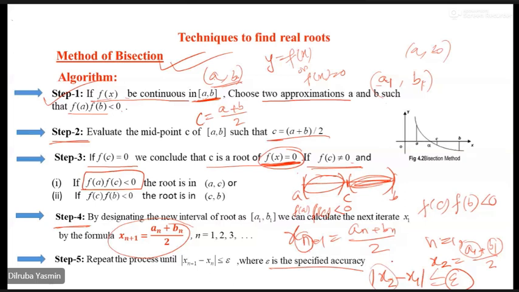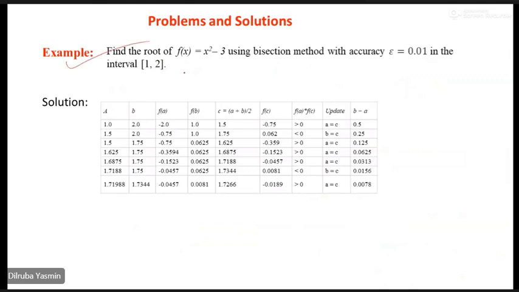Here you get an example, where you have to find the root of this polynomial equation by using the bisection method. You already know the algorithm of the bisection method, and the accuracy is given to you, and you see the interval. That means this is your A, this is your B. So how do we do it? Look here, in this table you get several rows, isn't it?